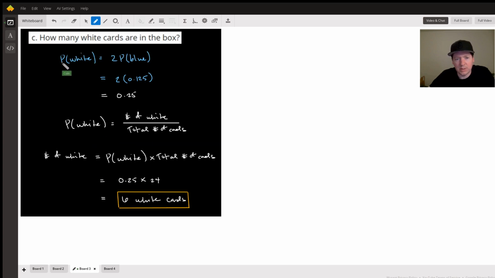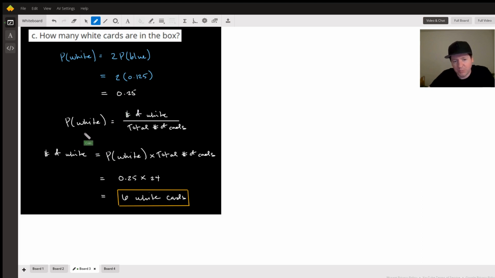The next question is how many white cards are in the box? We're going to use that fact again, that the probability of getting a white card is twice the probability of getting a blue card, so that we can get the probability of white, which is going to help us get the number of white cards. Anyways, if we use the fact that the probability of getting a white card is 2 times the probability of blue, then we get 2 times 0.125, giving us 0.25 for the probability of drawing a white card.